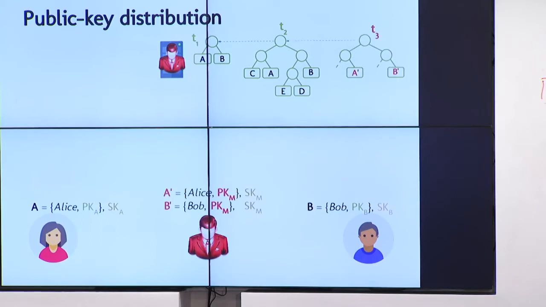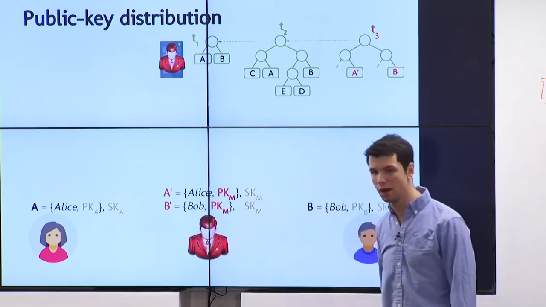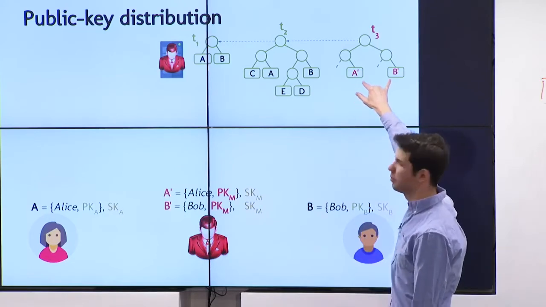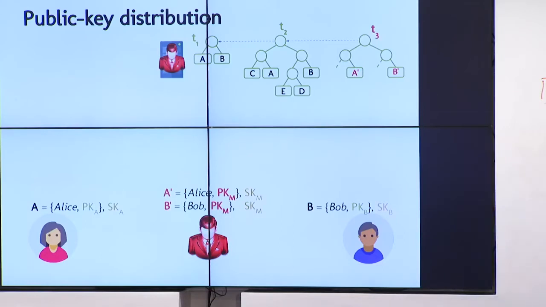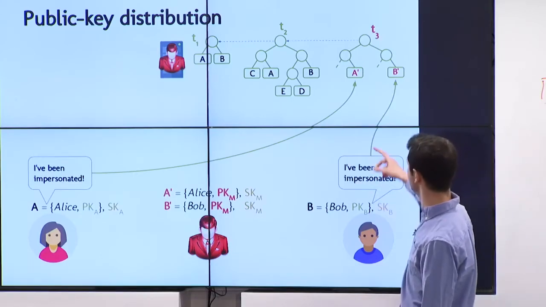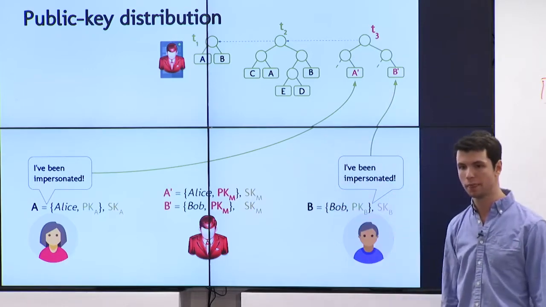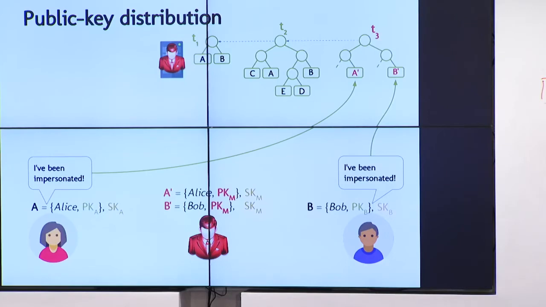And if you have non-equivocation, if the attacker wants to impersonate Alice and Bob, he kind of has to put their fake public keys in the same directory, which means that when Alice and Bob monitor, they check their own public keys, and they both notice they've been impersonated, right? So again, the idea is that you can detect.